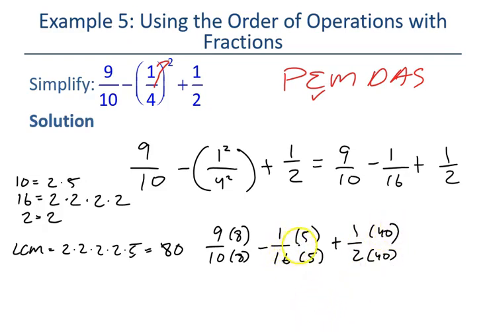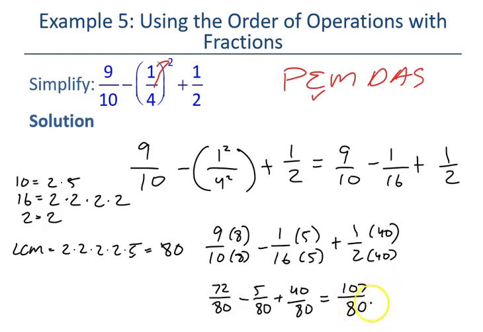Okay, so 9 times 8 is going to give me 72, all over 80, minus 5 over 80 plus 40 over 80. And then we can do the math of this. I got 72 minus 5 plus 40, and that gives me 107 over 80, which is just fine.